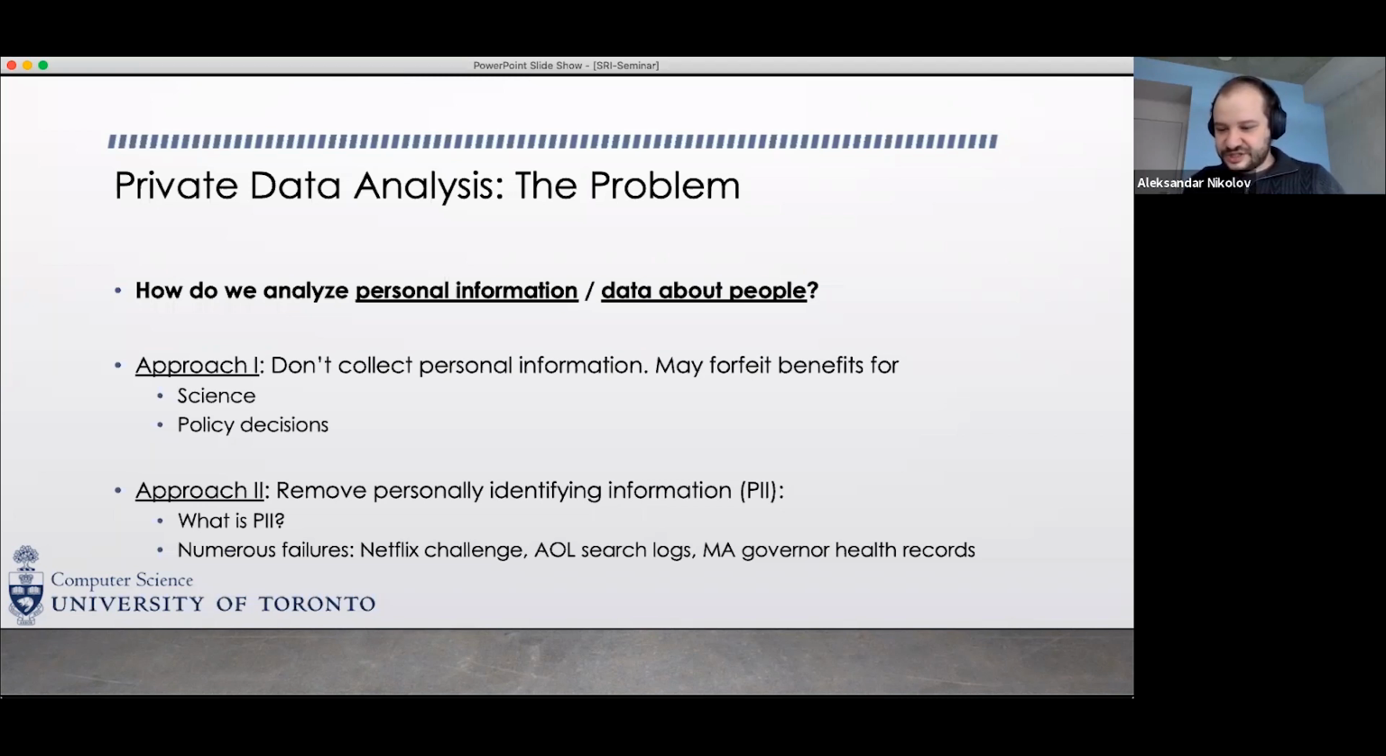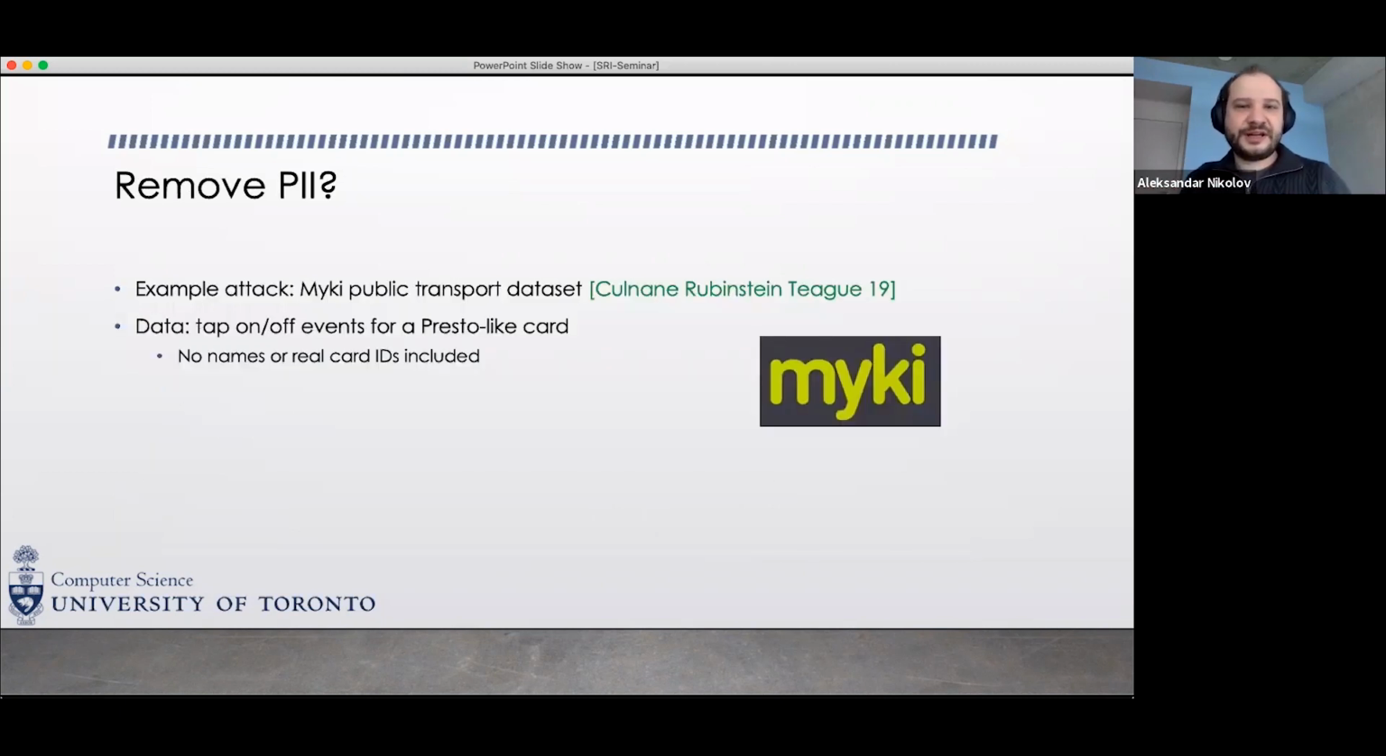There's a Netflix challenge, which led to a class action lawsuit. There's the AOL search logs. There's a famous example with identifying the health records of the former governor of Massachusetts. So from a while ago, I'm not going to go into these very well-known examples because I'm a little tired of them, but I'll explain an example that's more recent, just from a bit more than a year ago, which is from Australia, from a paper of Cullinane, Rubinstein, and Teague.